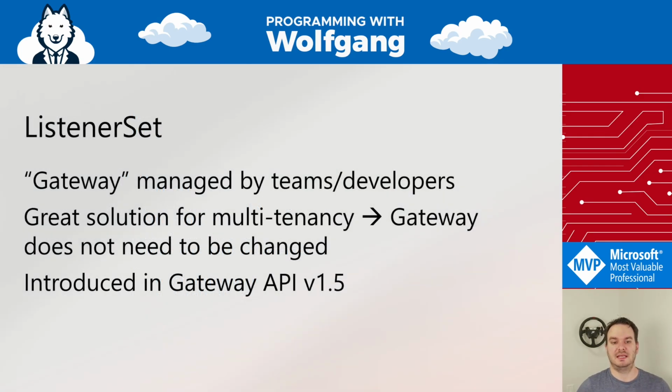What's important is that it was introduced in the Gateway API version 1.5. This means if you have an older version, or for example, the Azure Application Gateway for Containers, which is also on an older version, you don't have this feature yet. I think most of the common gateway implementations have this already. Today, I'm going to show you how to do it in Envoy, but I'm pretty sure you can also use Nginx or Traefik.